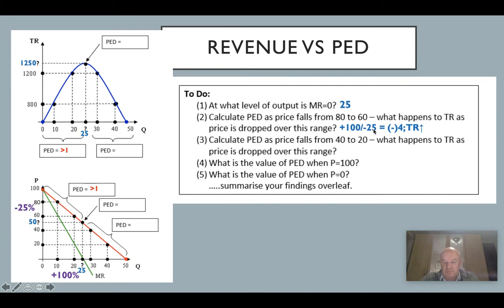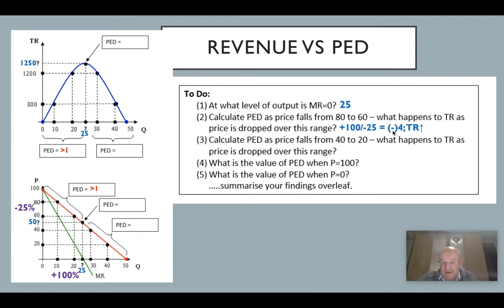I think when I mentioned the PED value, I got that around the wrong way when I mentioned it just previously, so I do apologise for that. So in this instance then, we've got a 100% increase in quantity demanded, and just a 25% decrease in price. And in that case, clearly our PED value is 4, and so our total revenue has actually increased.